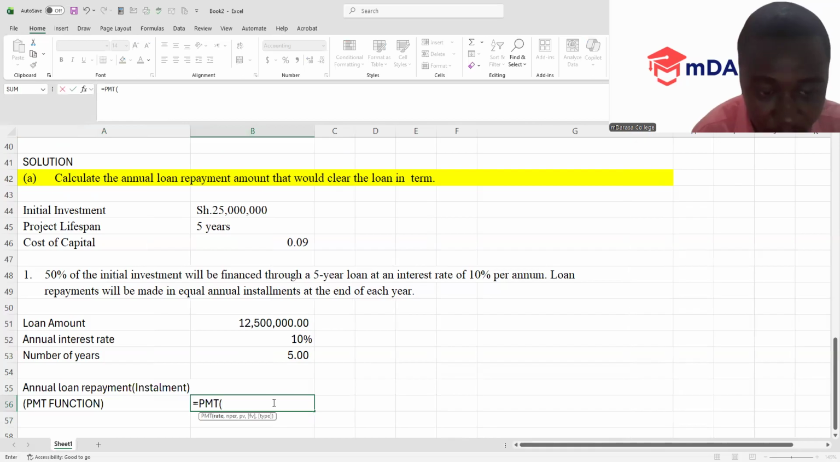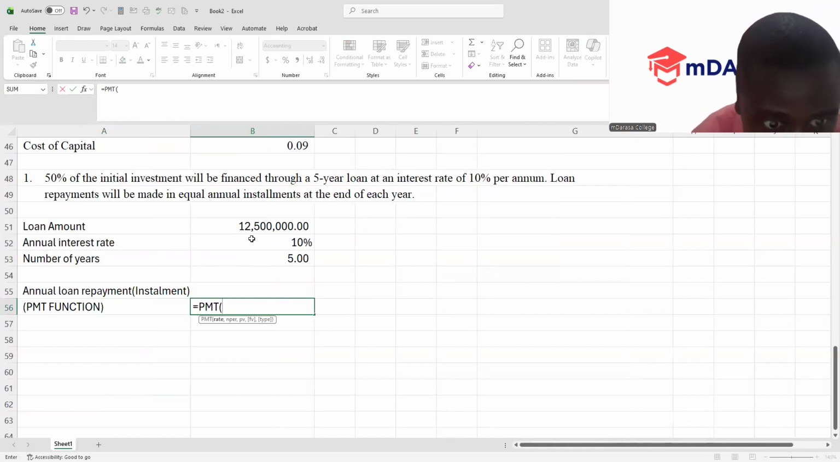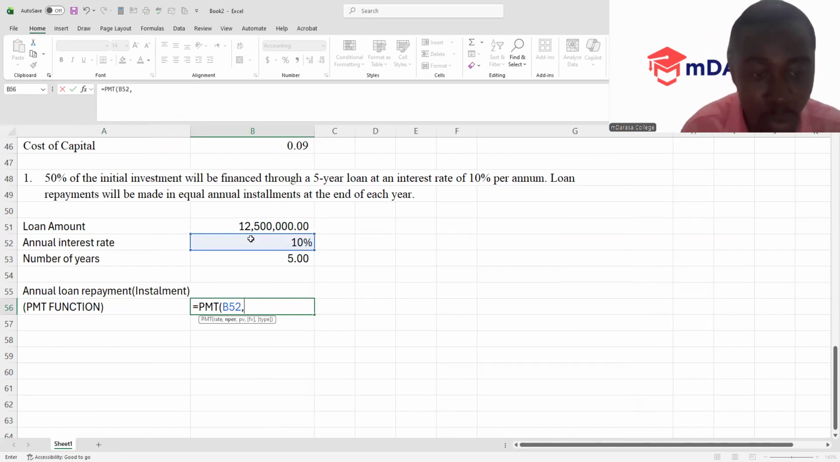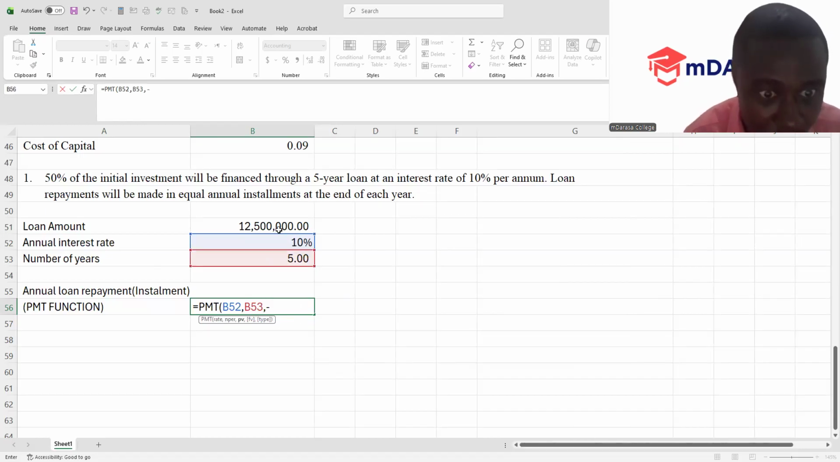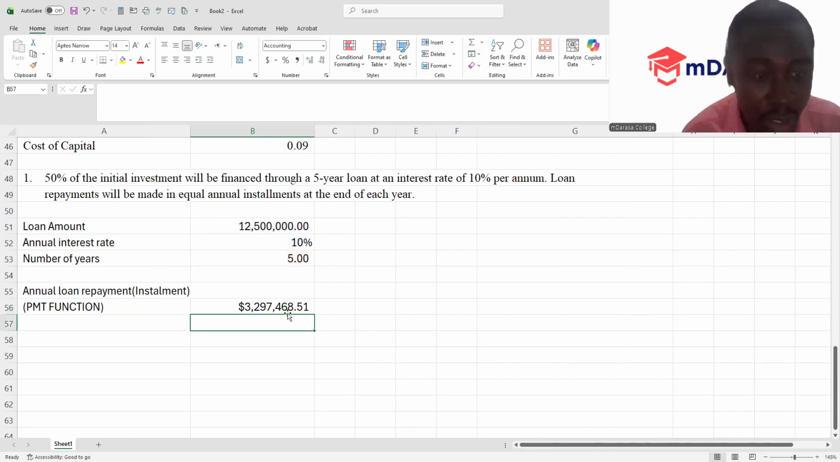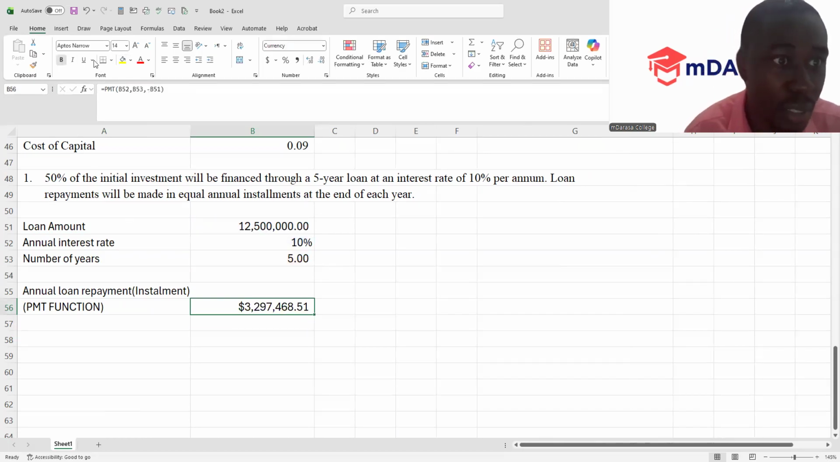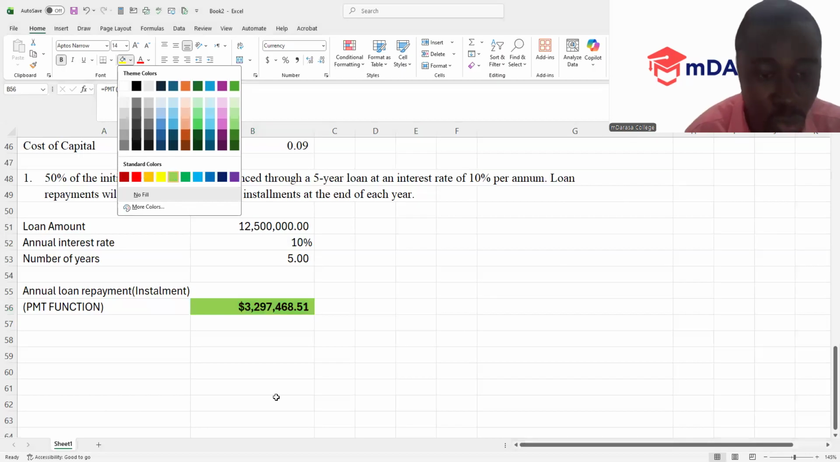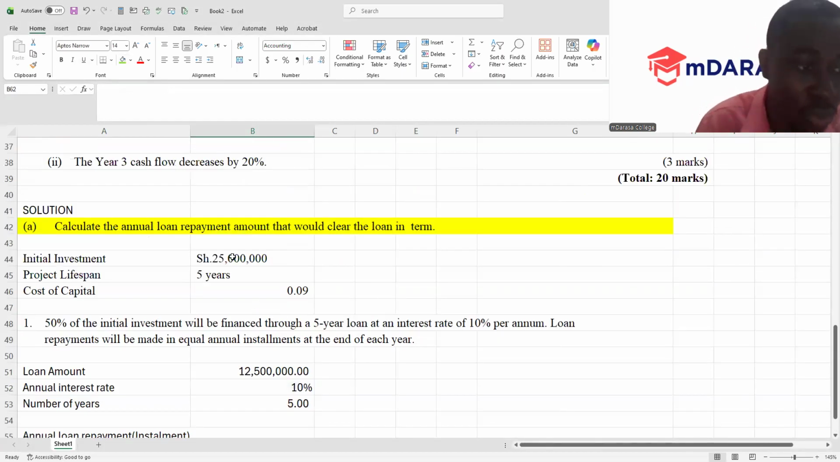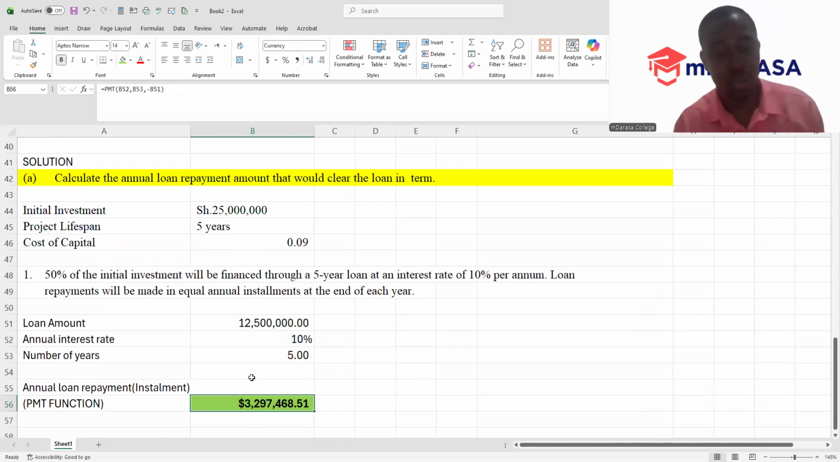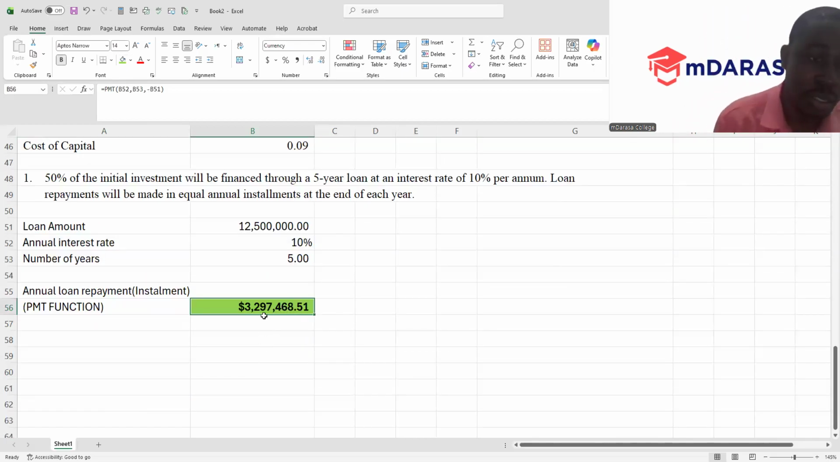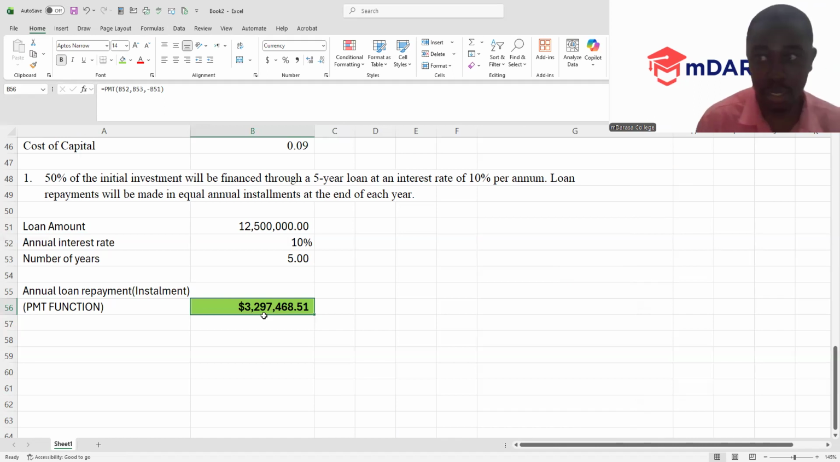So recall, equal sign, PMT, tab. Our rate, this is the annual rate, which we're given as 10%, comma. What about our number of periods? Number of periods, that is NPER, you're given 5 years, comma. The value of the loan that you're taking, negative 12.5. See? So in this case, we have determined what the good examiner wanted us to get in the first instance. We are asked for the loan repayment amount that will clear the loan in terms. So the PMT function will be very ideal at this point.